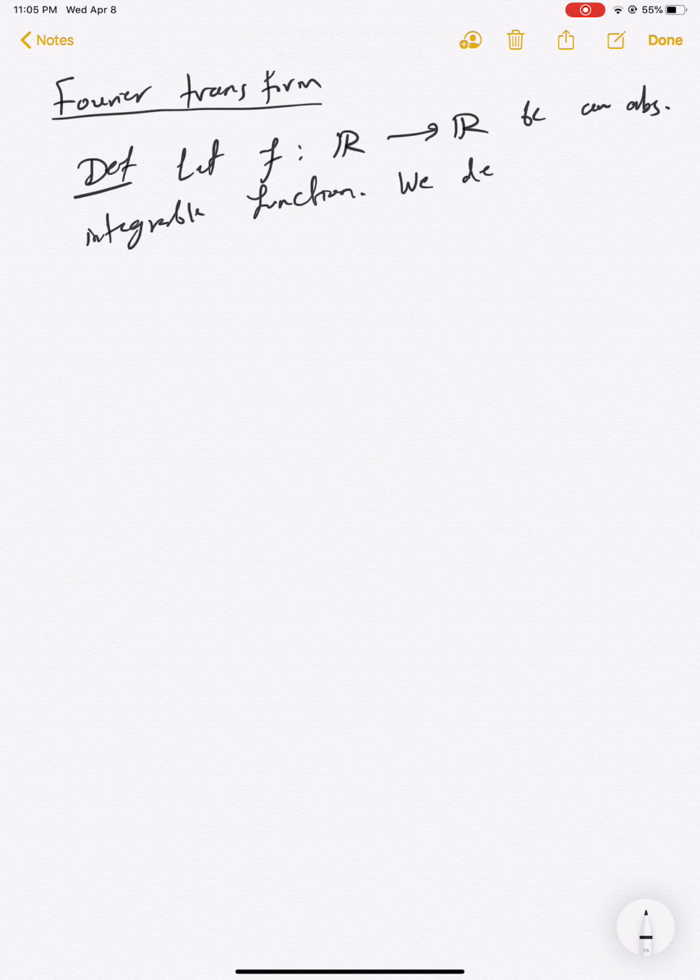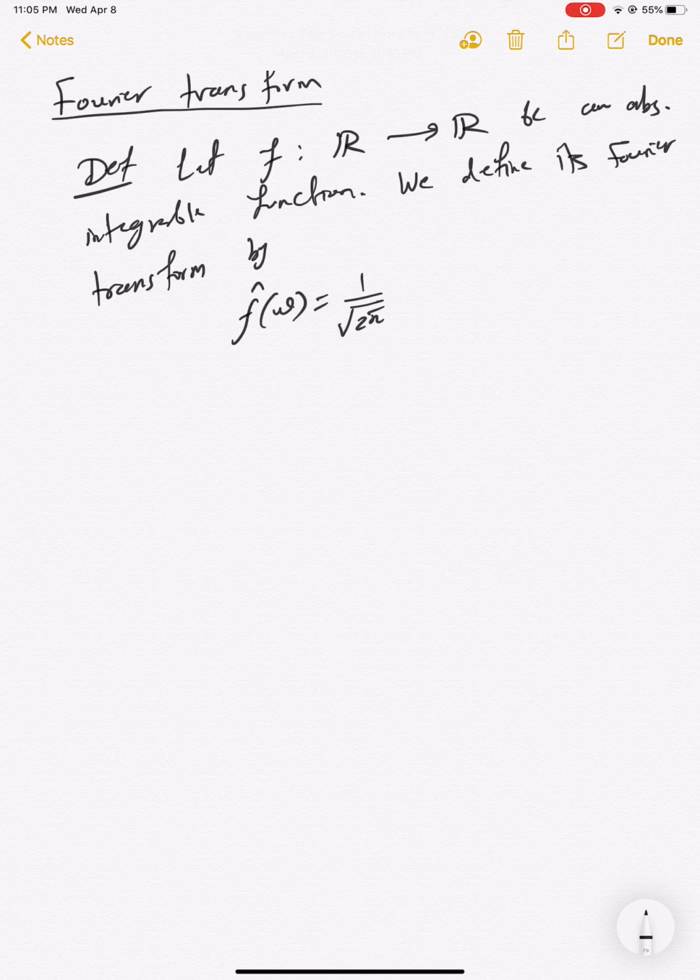Then we define the Fourier transform. It's denoted by f hat of omega, or w, equals 1 over root 2 pi times the integral from minus infinity to infinity of f of x, if we use x, e to the minus i omega x dx. So this is our definition.